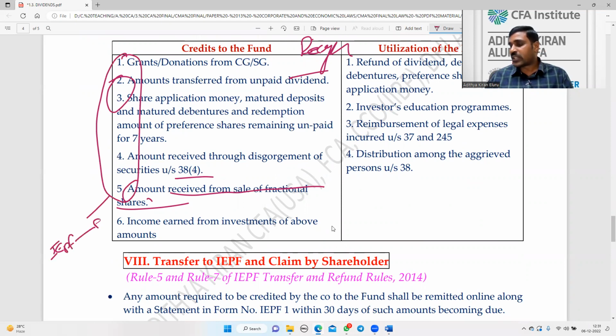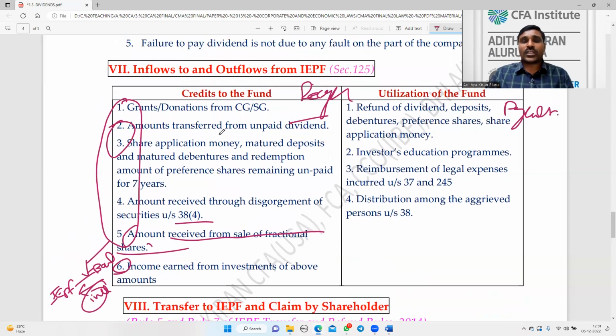IEPF will invest this amount, say, in a bank fixed deposit. Whatever the amount, bank interest will be paid on the bank fixed deposit. That is the 6th point, inflow to the IEPF: income earned from investment of above amounts. Whatever the above 5 amounts received, IEPF will put into a bank fixed deposit and get interest on it, or IEPF will invest in government securities or bonds and from that also get interest. So these are the receipts, the inflows to the IEPF.